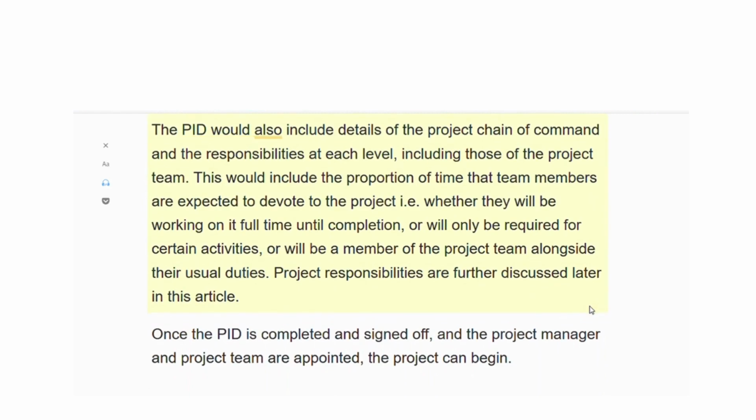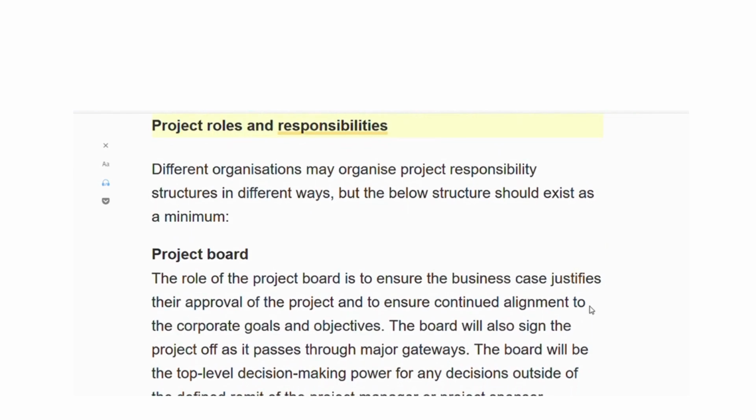The PID would also include details of the project chain of command and the responsibilities at each level, including those of the project team. This would include the proportion of time that team members are expected to devote to the project, i.e. whether they will be working on it full-time until completion, or will only be required for certain activities, or will be a member of the project team alongside their usual duties. Project responsibilities are further discussed later in this article. Once the PID is completed and signed off, and the project manager and project team are appointed, the project can begin.